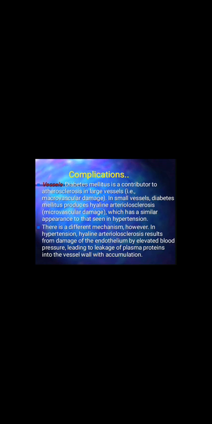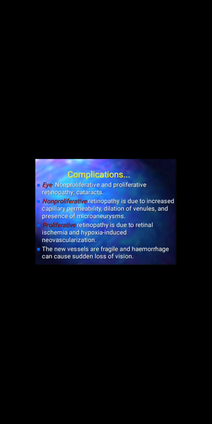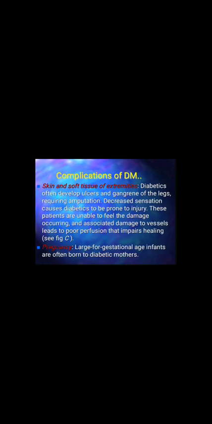Complications: we have seen all that. In the eyes, we have seen retinopathy and cataracts. Most of this we have talked about. In the skin and soft tissue, we have seen diabetics often develop ulcers and gangrene over the legs and require amputations. We have seen that.